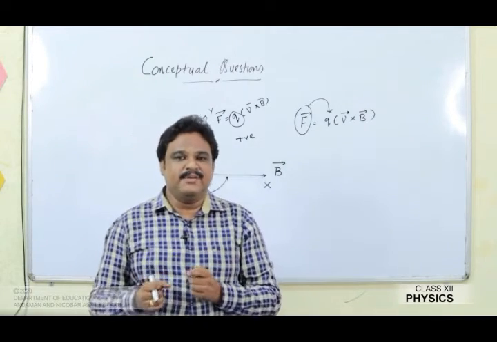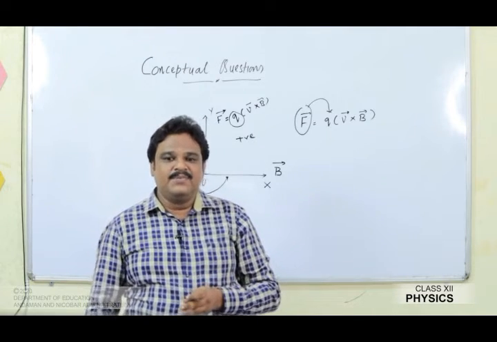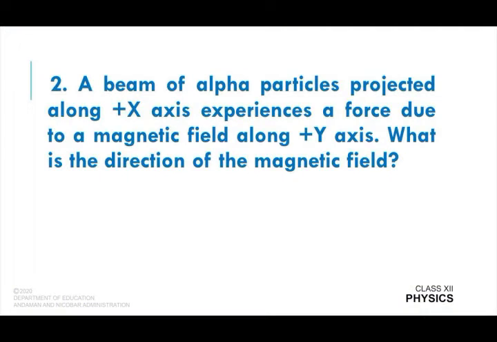So with this I am going to get into my next question. What the next question says: a beam of alpha particles projected along positive x-axis experiences a force due to a magnetic field along y-axis. What is the direction of the magnetic field? Once again, a beam of alpha particles projected along positive x-axis experiences a force due to a magnetic field along positive y-axis. What is the direction of magnetic field?